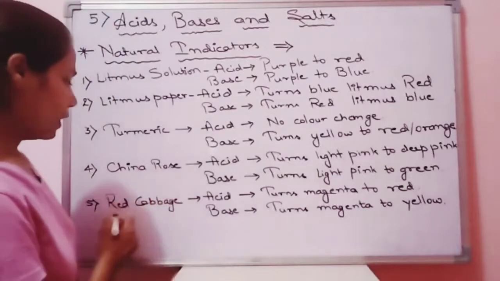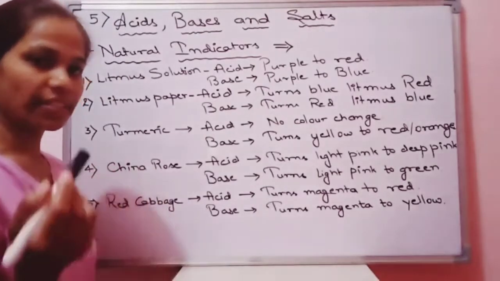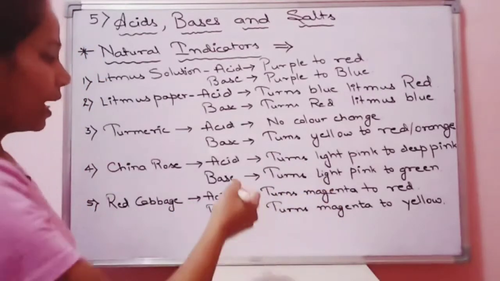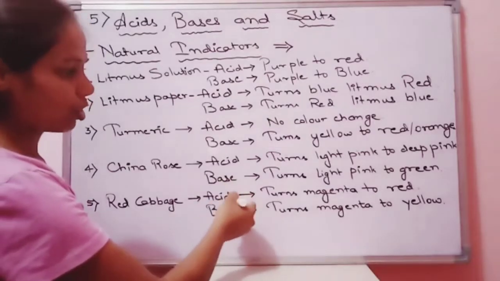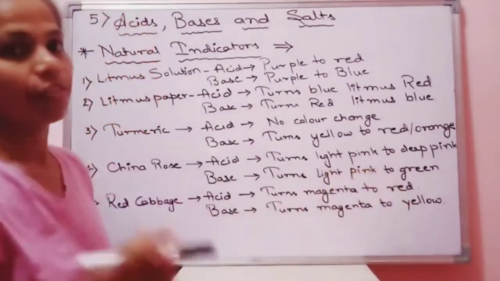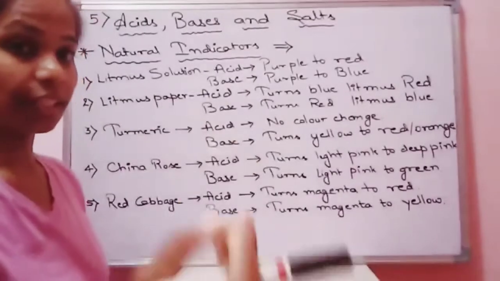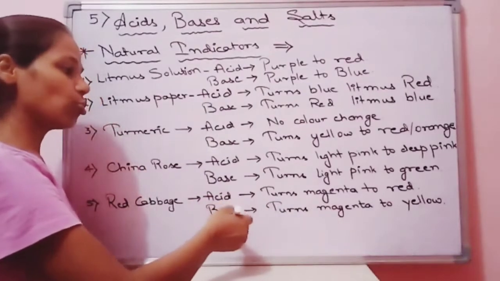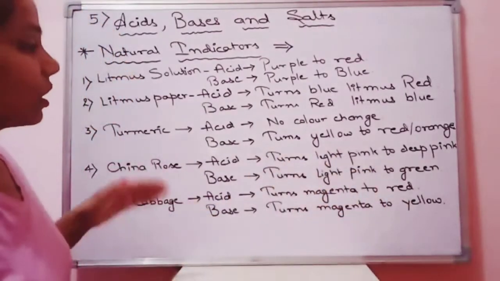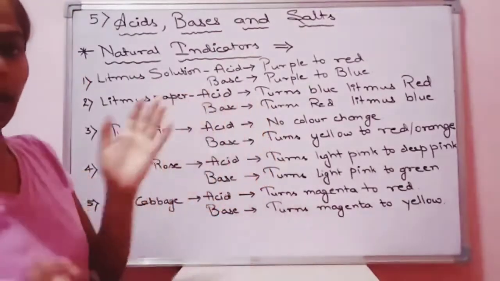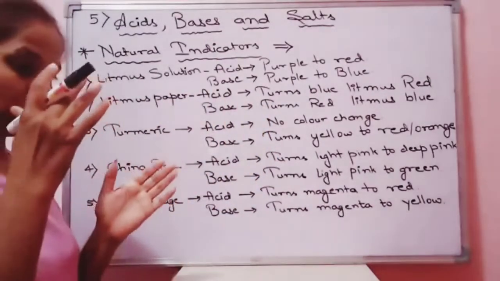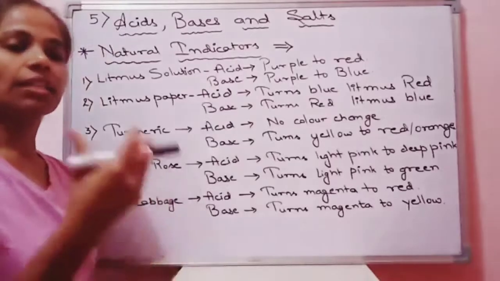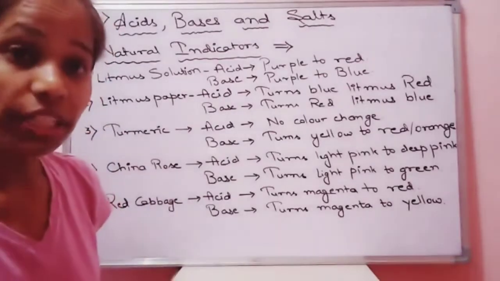Fine. Similarly, red cabbage is also used as an indicator, which has a magenta color solution. If you mix it in some acidic solution, children, it will turn into red, which shows the presence of acidic content in the given sample. Similarly, if you mix it with a basic solution, it will turn into yellow. Children, these color changes are the observations, the proof that the acidic or the basic content is present in some natural or inorganic substances.